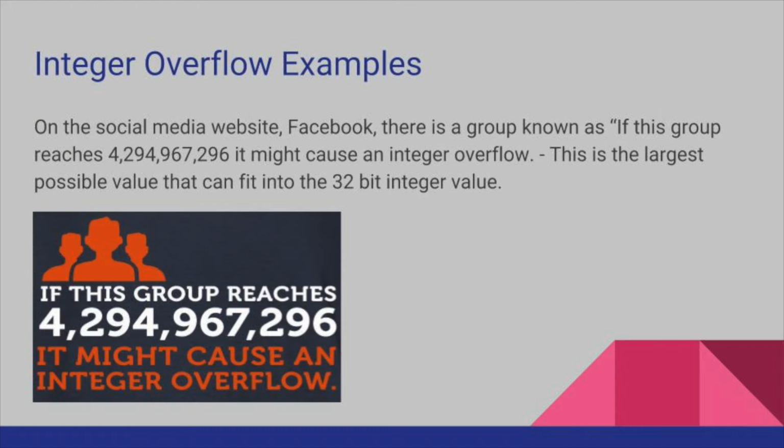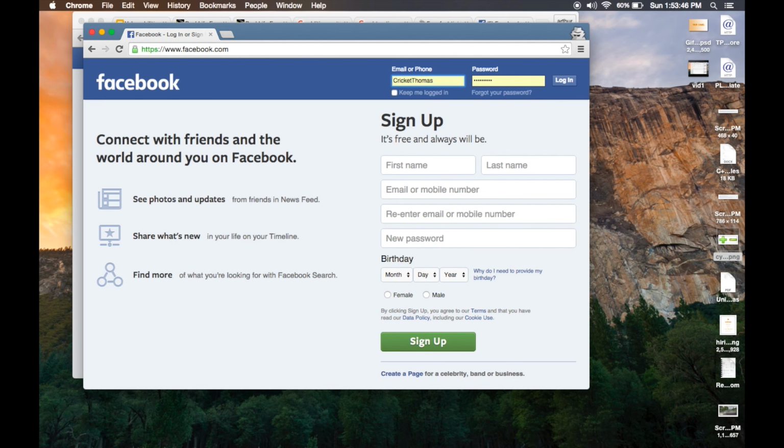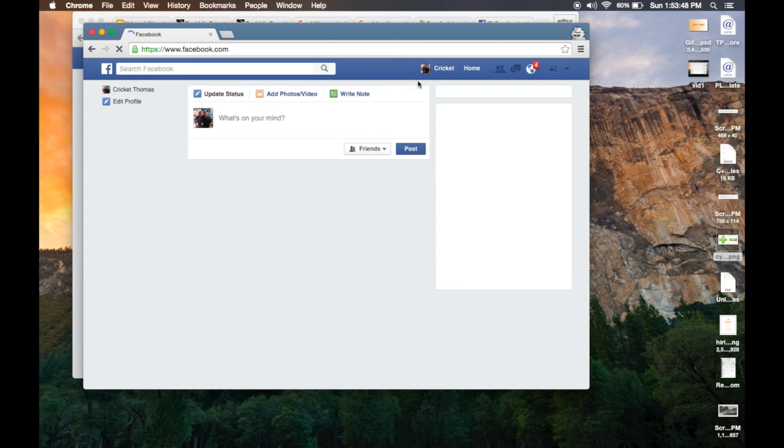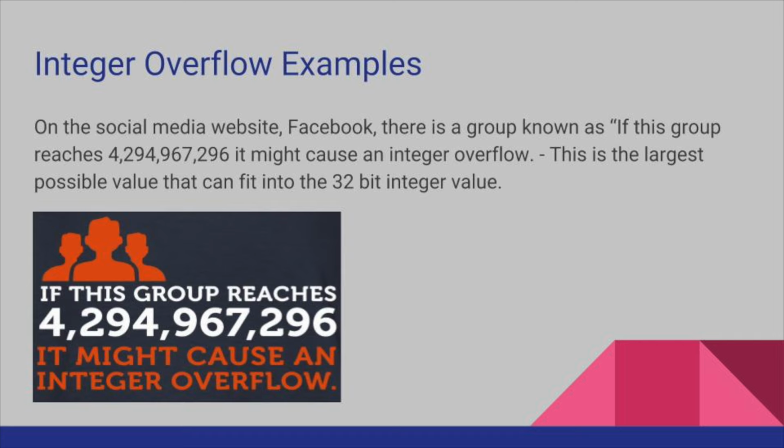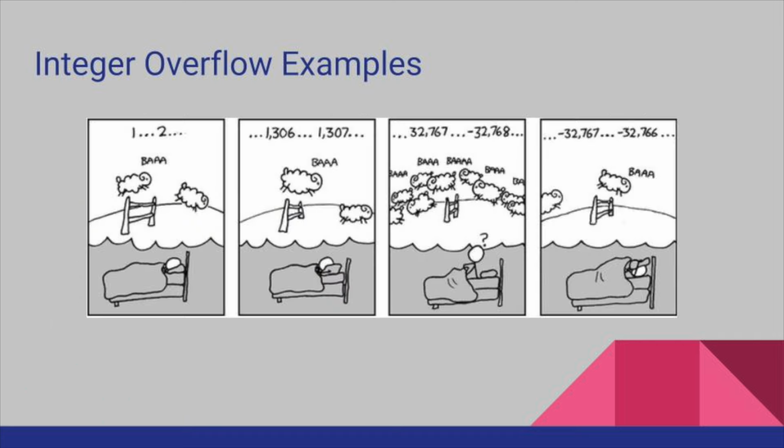An additional example of integer overflow occurred on the Facebook website, where individuals created a group with the aspiration that it would reach a certain number of users to cause an integer error. However, Facebook created a large enough integer bit value to avoid this issue. This can also be applied to when a value is being inputted. If that value or those values exceed the space allotted, then you'll have an integer error.